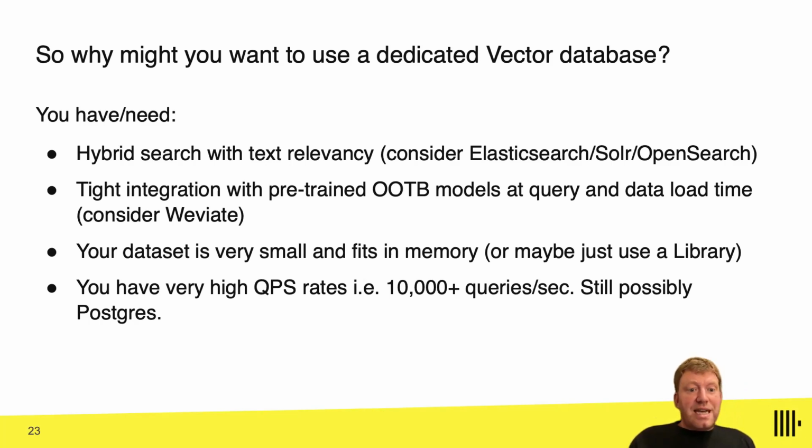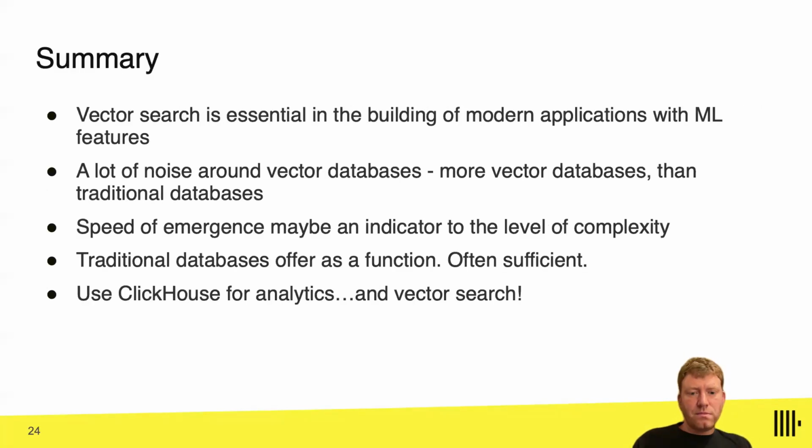Or maybe your data set is small and it fits into memory, in which case, maybe just use a library. Or you have a very, very high QPS rate, so you need thousands of queries per second. But even then, or tens of thousands of queries a second, that's not something that ClickHouse is designed for, but maybe Postgres still is. So again, maybe Postgres would be a valid choice in these cases, or maybe you want to explore a vector database.